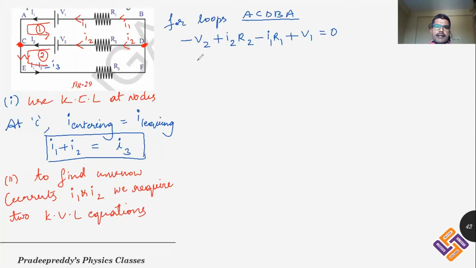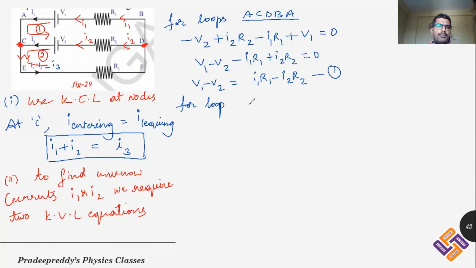Therefore you can write V1 minus V2 minus I1 R1 plus I2 R2 is equal to 0. This can be written as V1 minus V2 is equal to I1 R1 minus I2 R2. Take this as equation number 1. This is for the first loop. Now take another loop, for loop C, E, F, D, C.